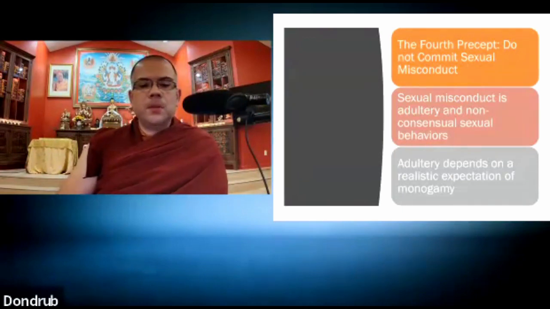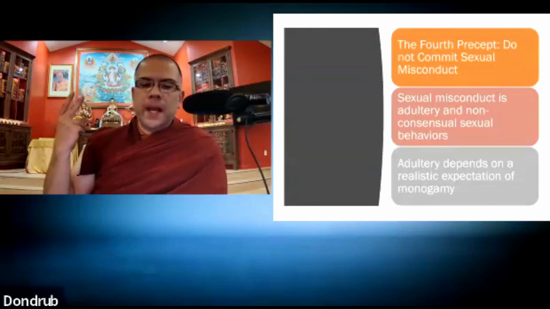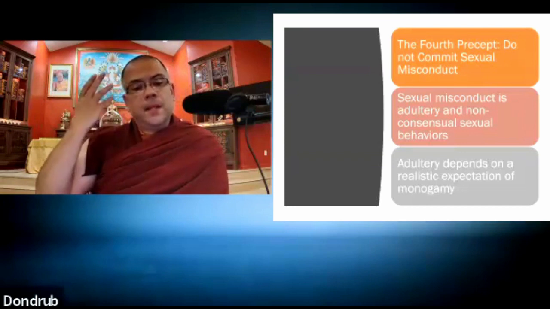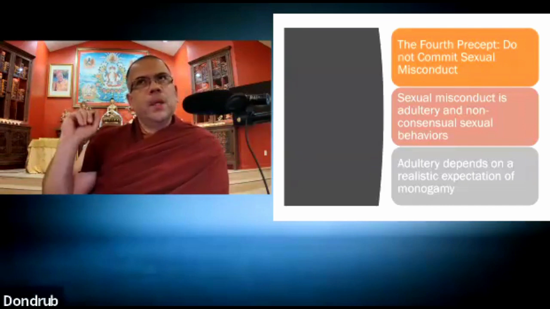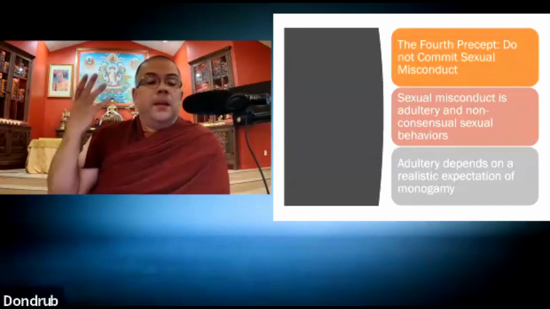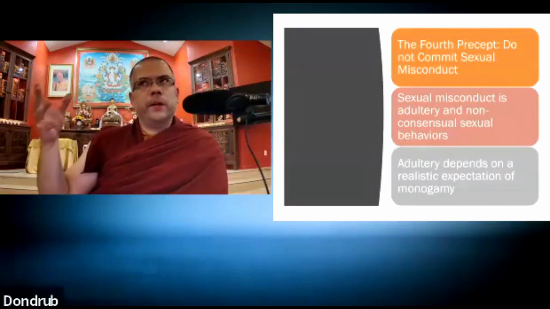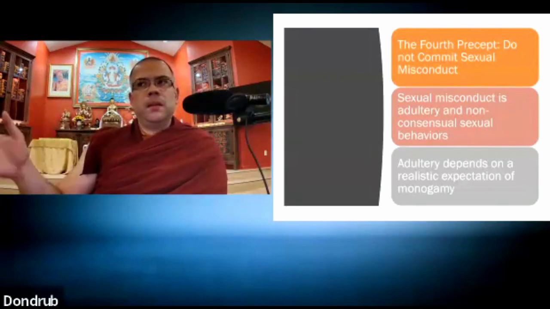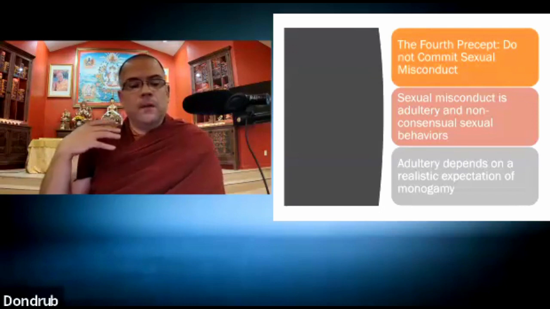Okay, the fourth precept, do not commit sexual misconduct. Sexual misconduct has two ways in which it can manifest. It can manifest as adultery or non-consensual sexual behavior. In our language, we usually use adultery in terms of a marriage, and it doesn't mean that here. It does mean that there is, as it says here, a reasonable expectation of monogamy.